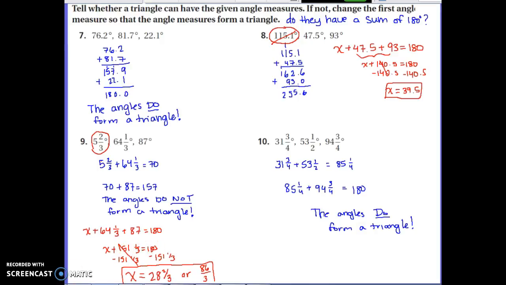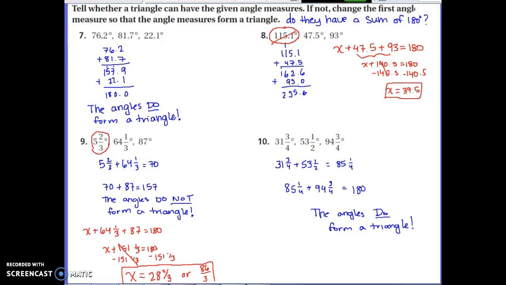If you don't like working with mixed numbers, as you know I do not, you may change it to an improper fraction. Either way, when you're done, you should end up with your new angle being 28 2/3, or as an improper fraction, 86/3.